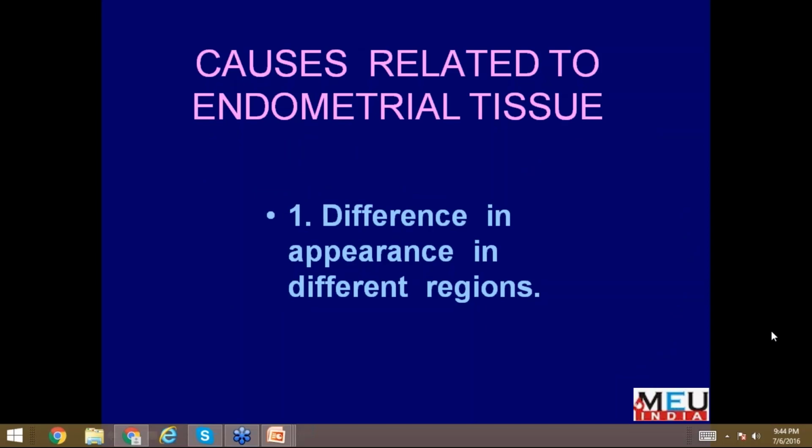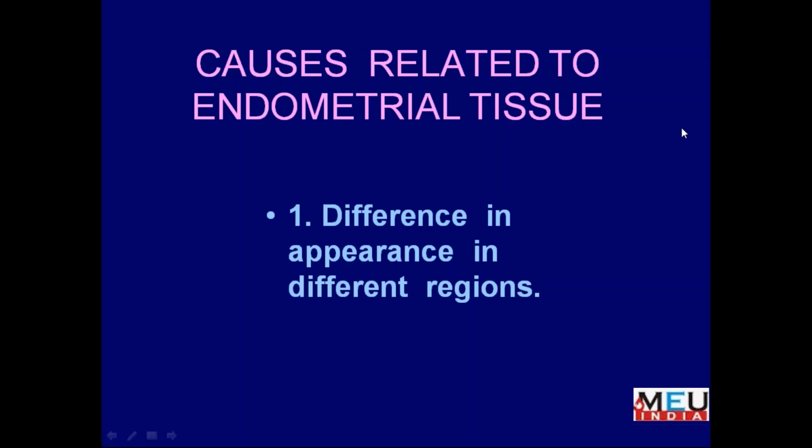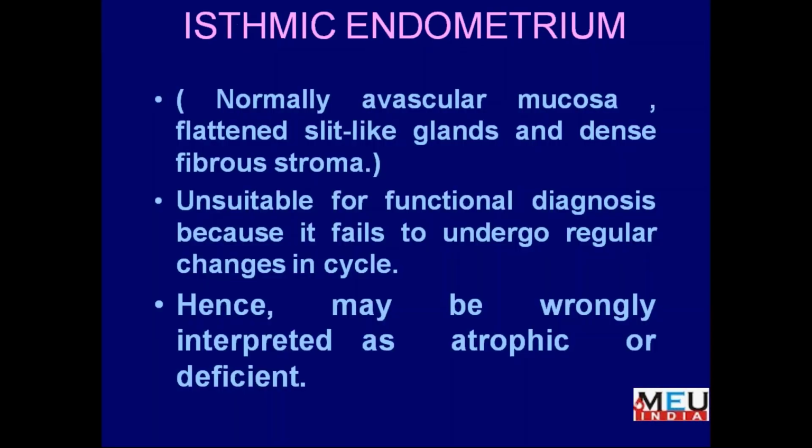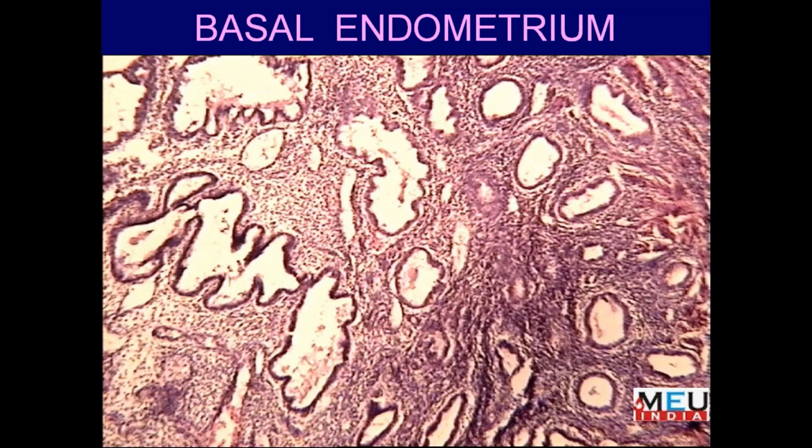Then there are causes related to endometrial tissue. There is a difference in appearance in different regions. This could be a cause of some hormonal imbalance. Here we see that the basal endometrium is different from the endometrium which is more superficial. The glands here are more coiled, and here the glands are more tubular. So such problems do occur. Ideally, if we find such a case, the most developed area should be taken as the right one.